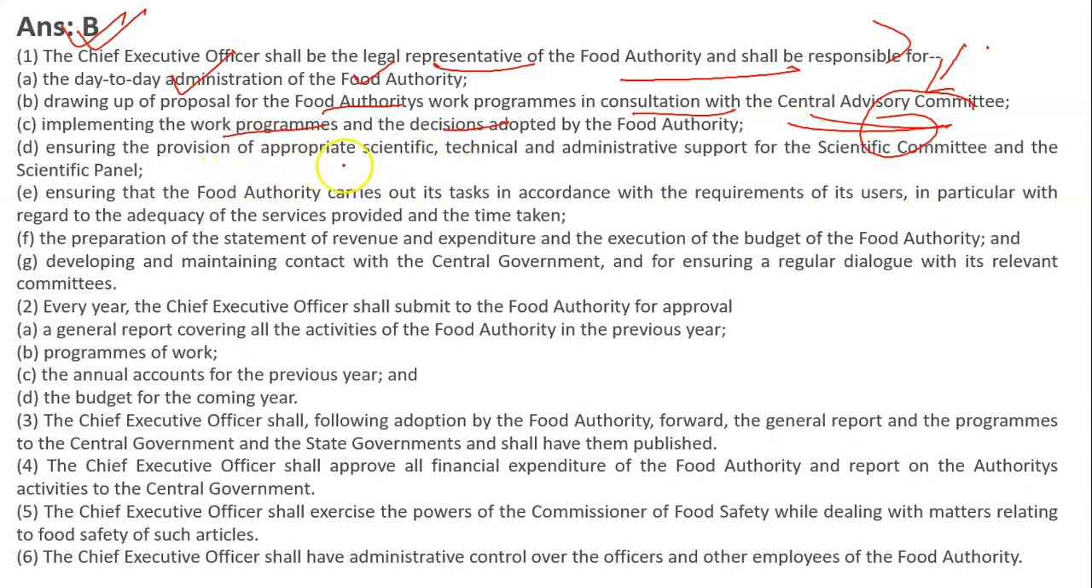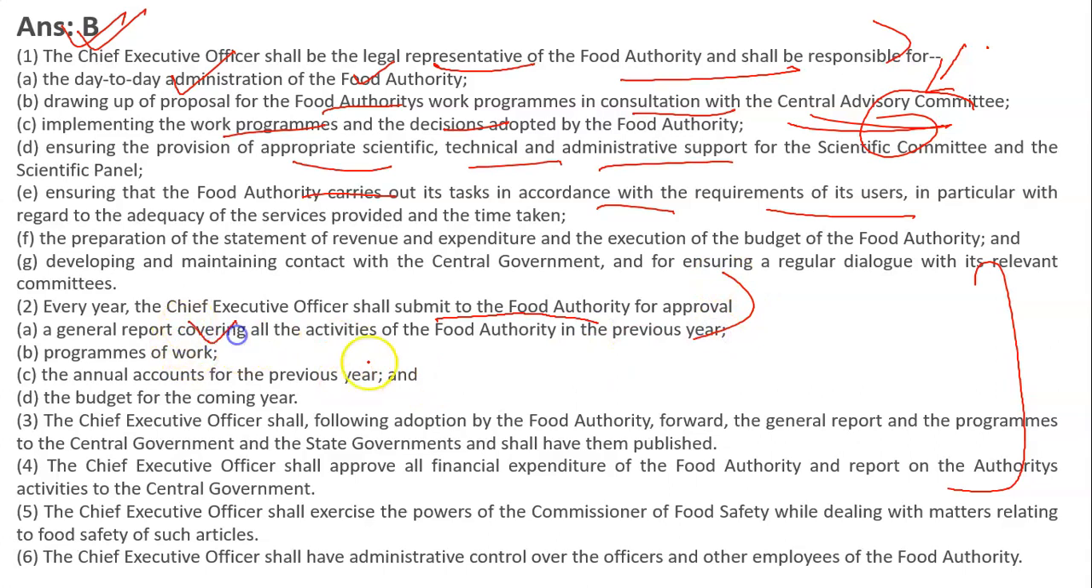It will ensure the provision of appropriate scientific, technical and administrative support for the scientific committee and the scientific panel. It will ensure the Food Authority carries out its tasks according to the requirements of its users. So these all are the functions of the CEO. And every year the Chief Executive Officer shall submit to the Food Authority for approval a general report covering all the activities, program of work, the annual account for the previous year, and budget.